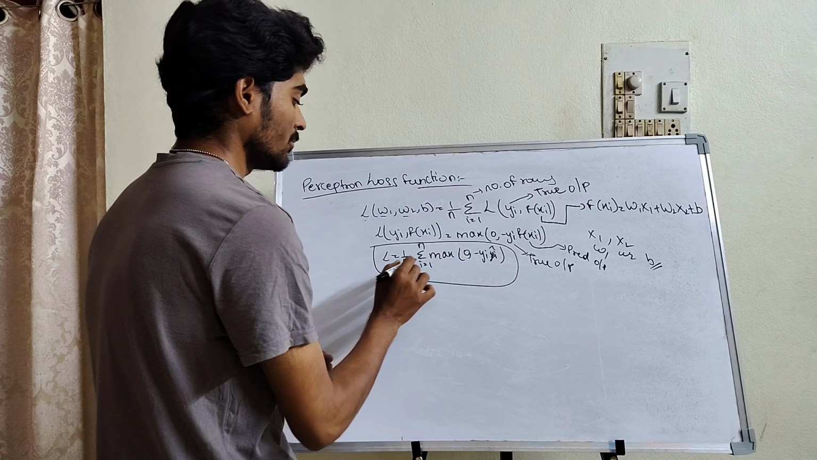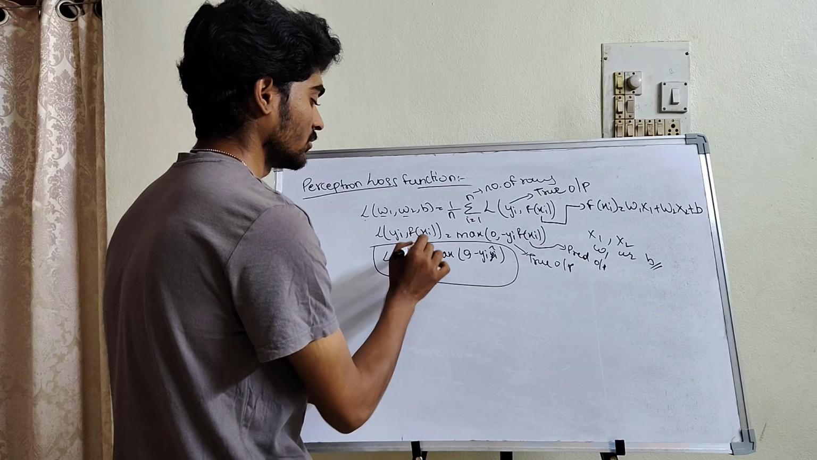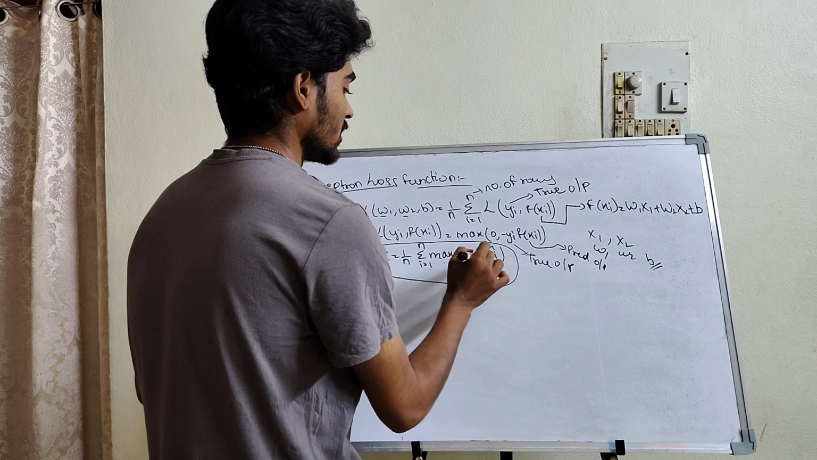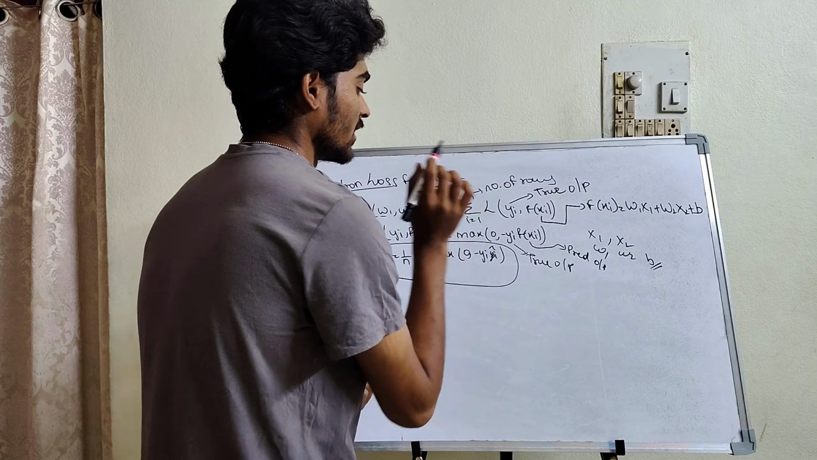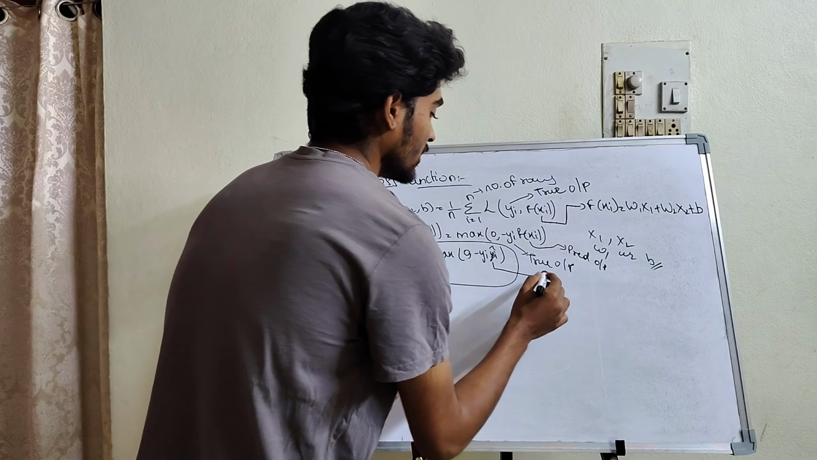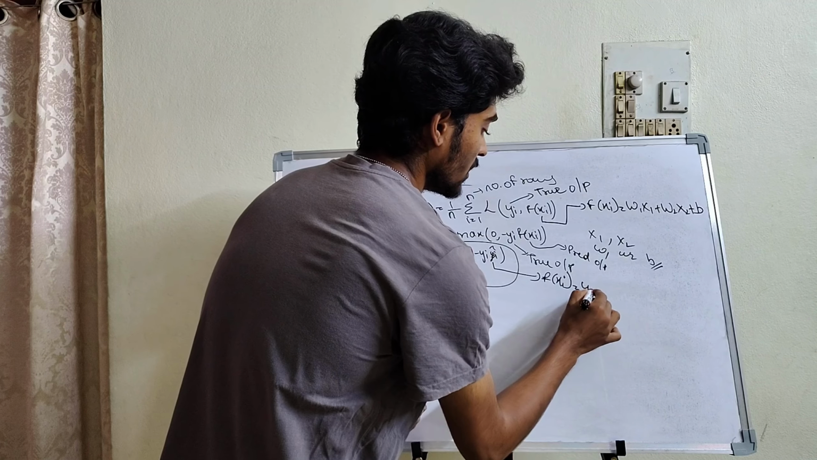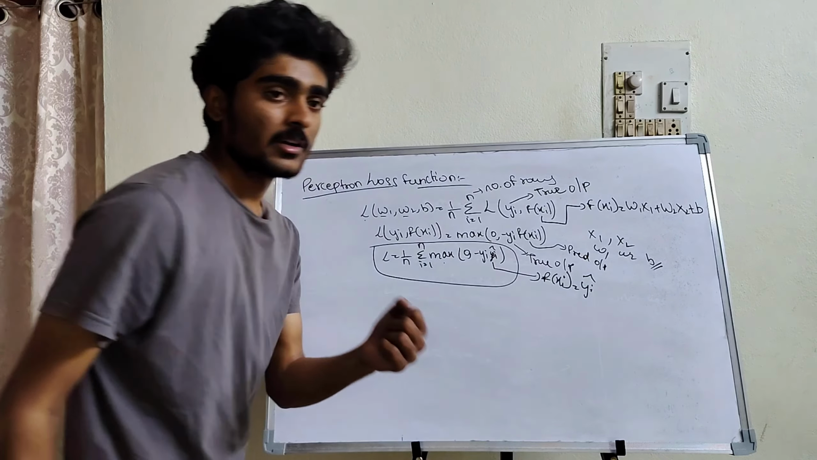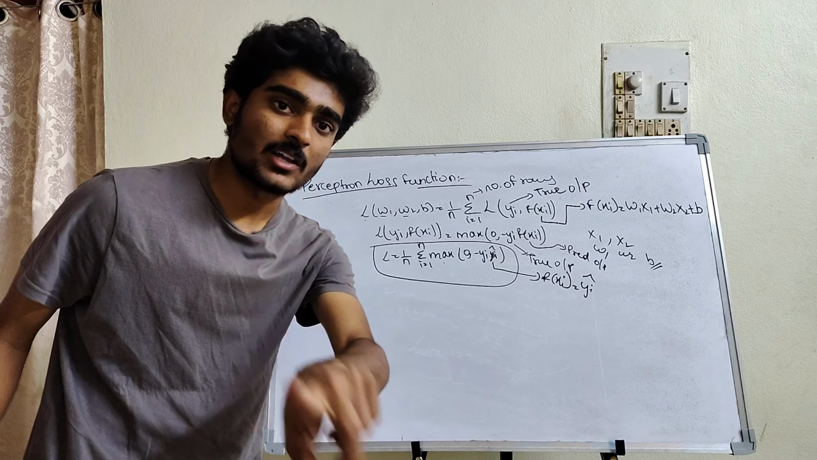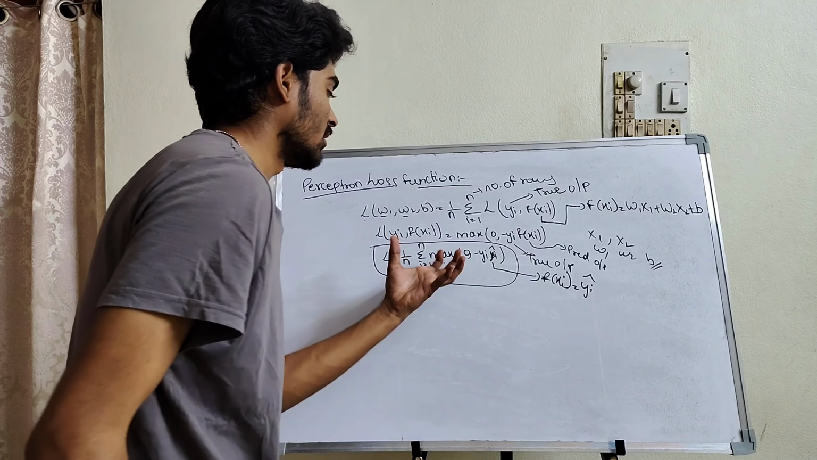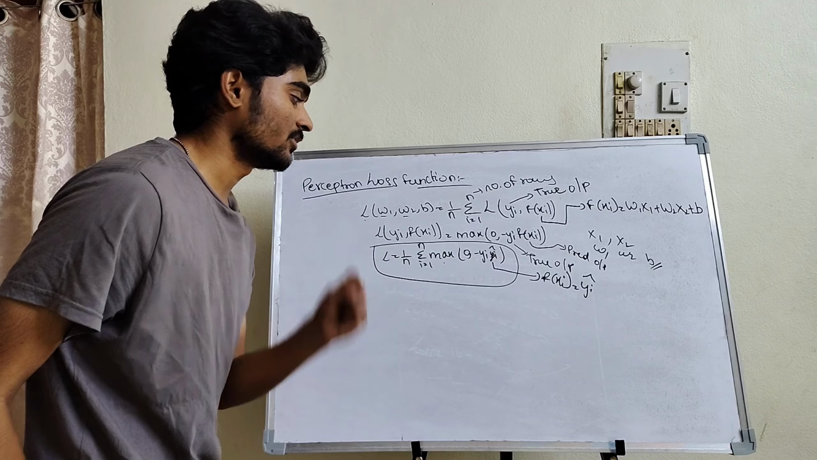L is equal to 1 by n summation of i is equal to 1 to n max of 0 comma minus y into y hat. Y hat is your predicted output, f of x i is equal to yi hat. Now let's substitute a value and see how this loss function is working.